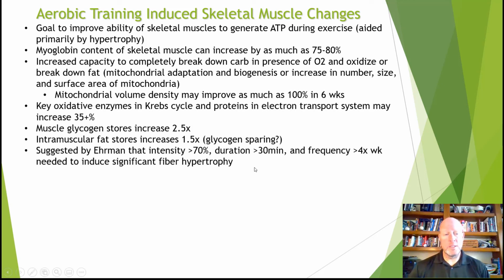It's suggested by the Irvine text that intensity above 70%, duration more than 30 minutes, and frequency greater than 4 times a week is needed to induce significant high fiber hypertrophy over time. So you've got to be getting in 4 or 5 days a week, more than 30 minutes per day, above 70% intensity, to see significant hypertrophy of muscles that are being used in training. Obviously, it means you're going more towards the high end of moderate or higher intensity to really see significant hypertrophy changes.